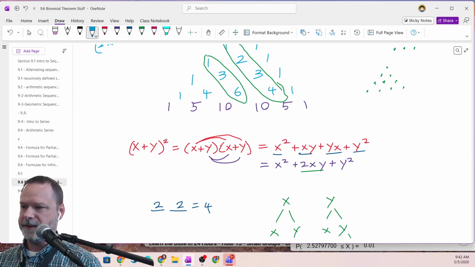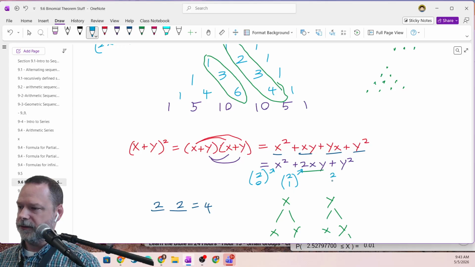This is n equals 2. 2 choose 0, so choose no y's in this case. There's one way to choose no y's, right? 2 choose 1. How many ways are there to choose 1 y? There were 2 ways to do that. And then 2 choose 2. How many ways are there to choose 2 y's? There's only one way. We had 1 y squared.